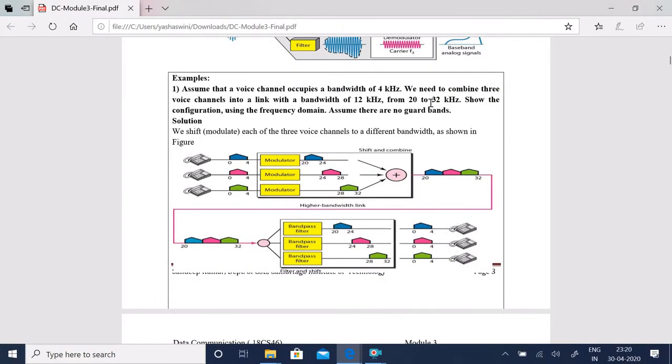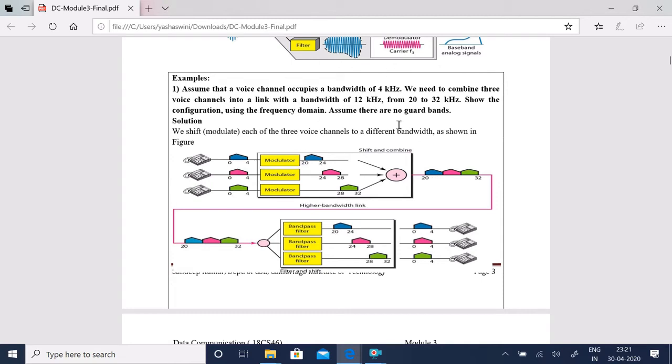In the previous class we discussed what frequency division multiplexing is. So we'll see some problems on frequency division multiplexing and its application. Assume that you have a voice channel that occupies a bandwidth of 4 kHz. We need to combine 3 voice channels into a link with a bandwidth of 12 kHz, from 20 to 32 kHz. Show the configuration using a diagram in the frequency domain. Assume that there are no guard bands.